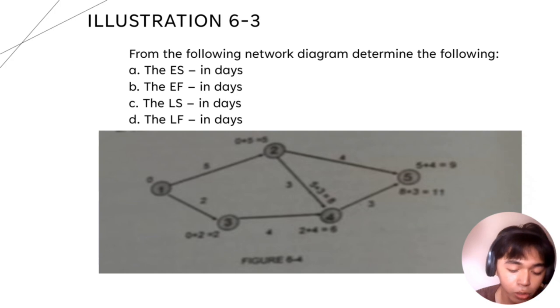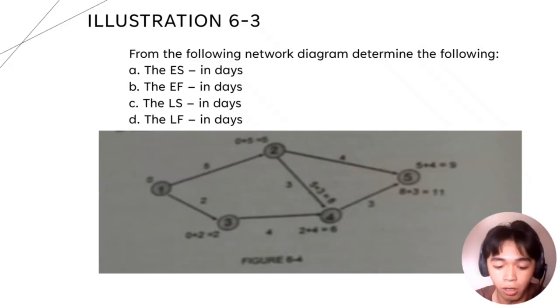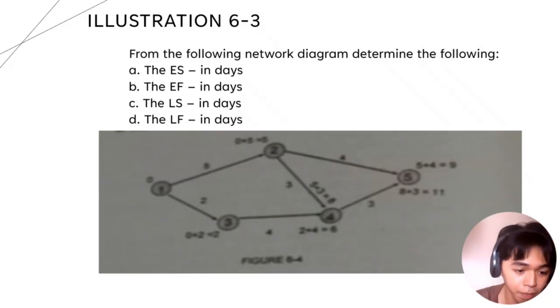So the duration from 1 to 2 is 5 days. So 0 plus 5 equals 5. 0 plus 2 equals 2. 2 plus 4 equals 6. 5 plus 3 equals 8. 8 plus 3 is 11. 5 plus 4 equals 9. So let's proceed to the next step.